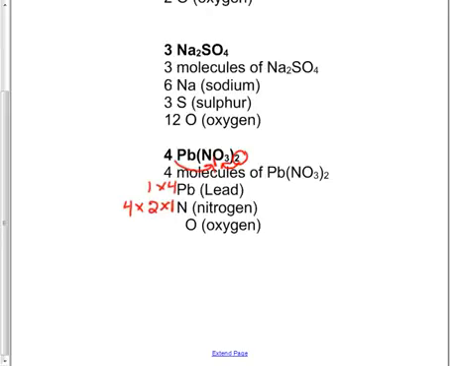Oxygen is going to work the same way. I have a subscript of 3. It needs to be multiplied by the 2 outside the parentheses, but it also needs to be multiplied by the coefficient. So I have 2 times 3 times 4. So my totals for this compound are going to be 4 leads, 4 times 2 is 8 nitrogens, then 4 times 3 times 2 for oxygen is 24 atoms of oxygen.